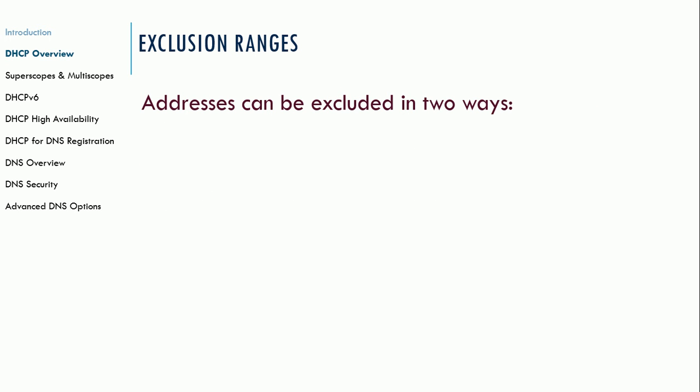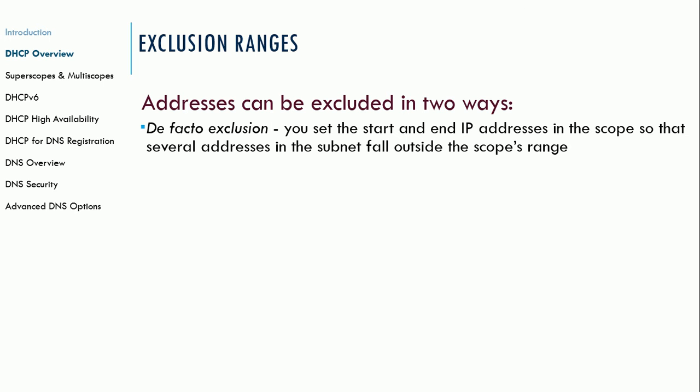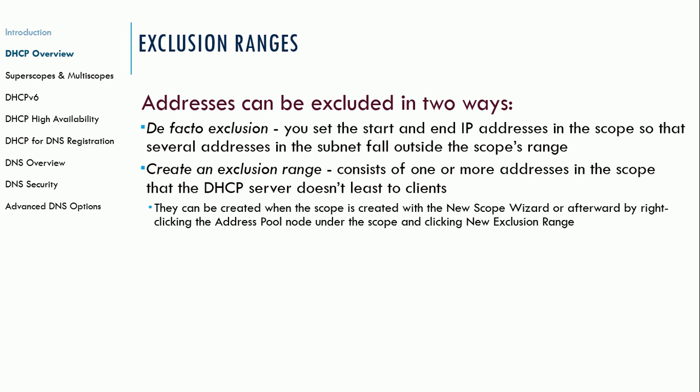So there are exclusion ranges. These are addresses that can be excluded in two ways. You can do de facto exclusion, which is where you set the start and end IP address in the scope so that several addresses in the subnet fall outside the scope's range. So you can maybe have just the first 50 addresses or the last 50 addresses and the rest are outside the range so they won't get assigned. Or you can create an exclusion range, which can consist of one or more addresses in the scope that the DHCP server does not lease to clients.